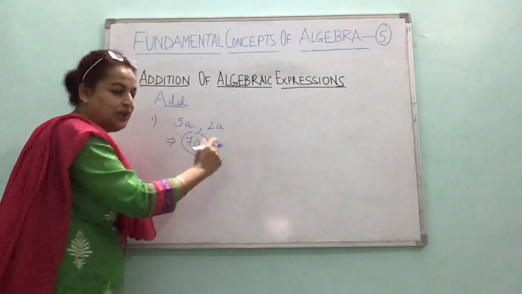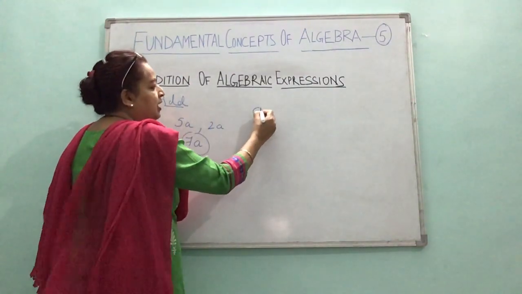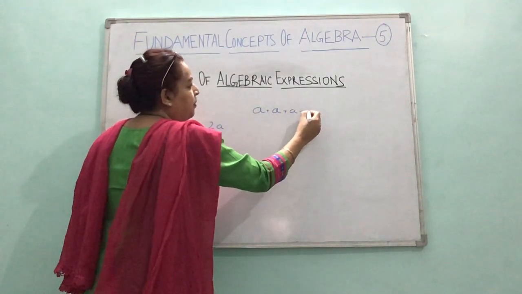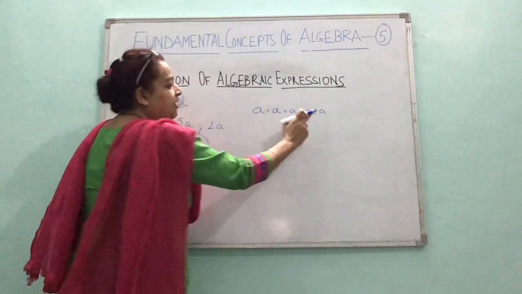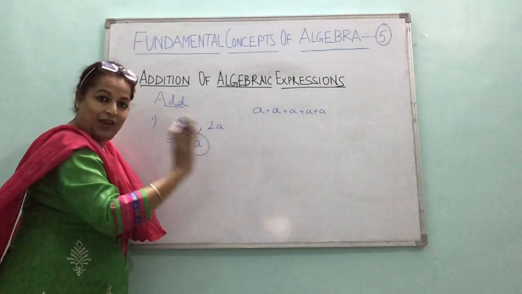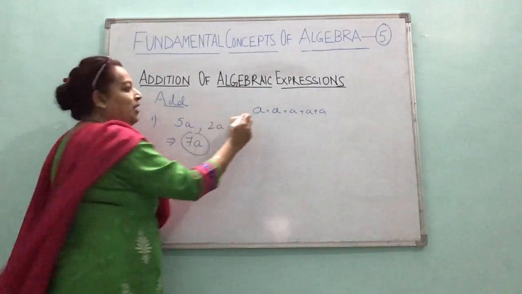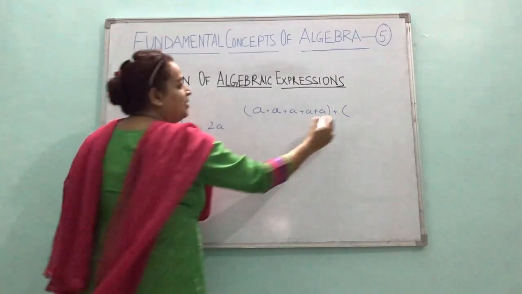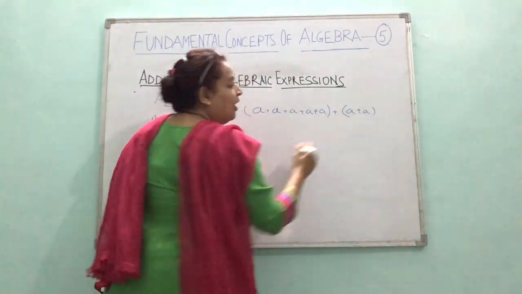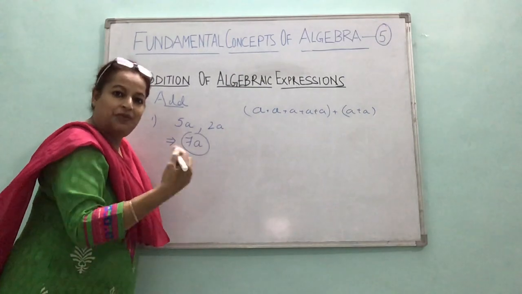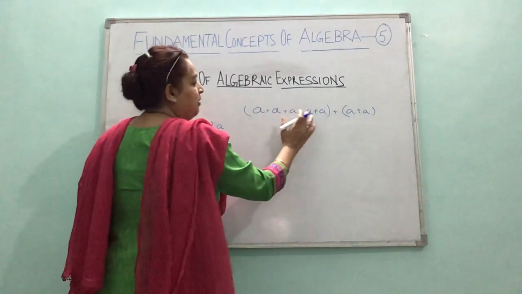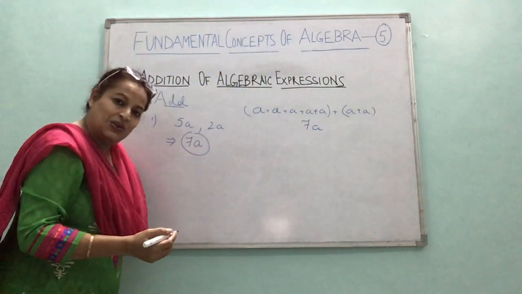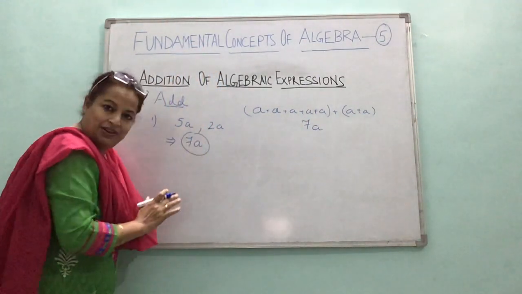Let me explain it to you like this. 5a means there are 1, 2, 3, 4, 5, these are 5 A's. And to that, I have to add 2A. If I add 2A, how many A's will you have? What would be the sum of that? 1, 2, 3, 4, 5, 6, 7. So there would be 7A. That is why the variable part remains the same.